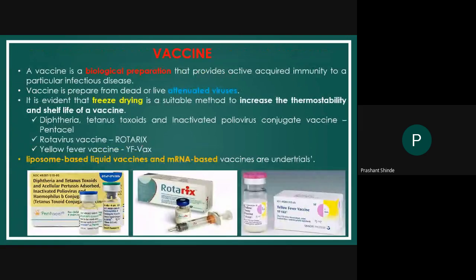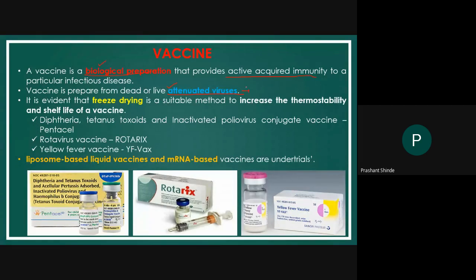So the first one is nothing but vaccines. We all know that a vaccine is a biological preparation which provides active acquired immunity to the person to fight against infectious diseases. Now, it is a biological preparation, that means it itself consists of biological material. Basically, these vaccines consist of attenuated viruses as the biological material. Now, what are attenuated viruses? We all know that viruses are able to cause a pathophysiological or disease condition.